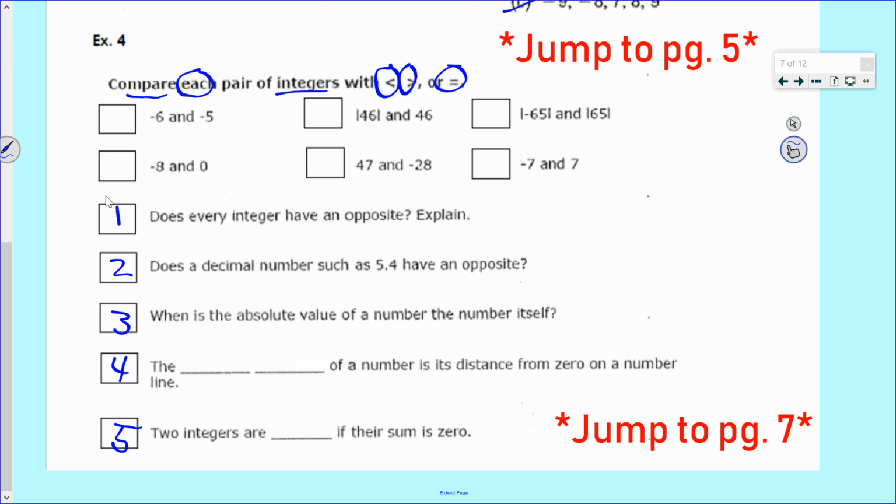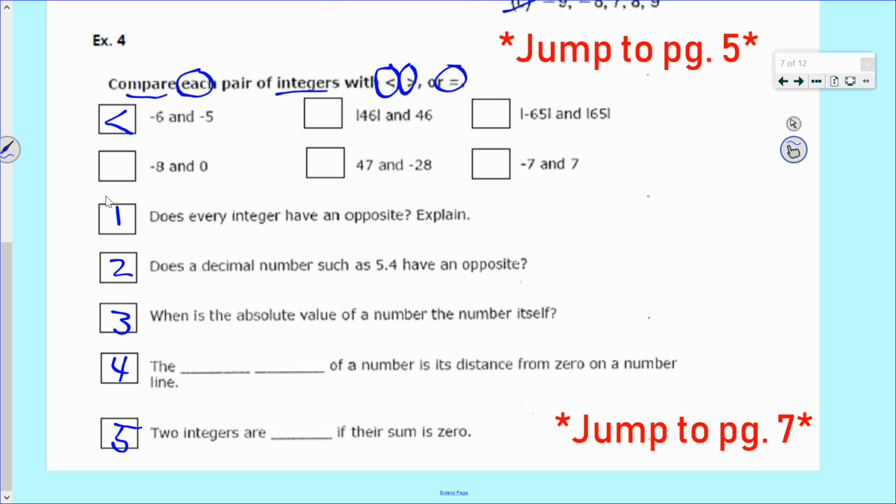Make sense? So, negative 6, negative 5, is that less than or greater than? Left hand if you think it's less than, right hand if you think it's greater than. Looks like most of you have it. That is a less than. Negative 6 is further left than negative 5, meaning it's smaller.